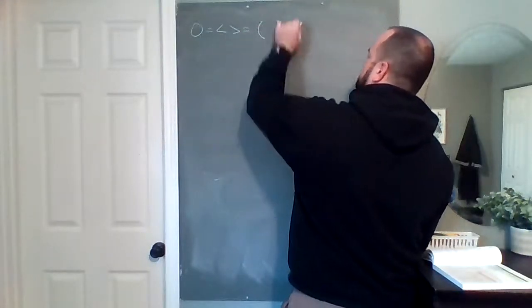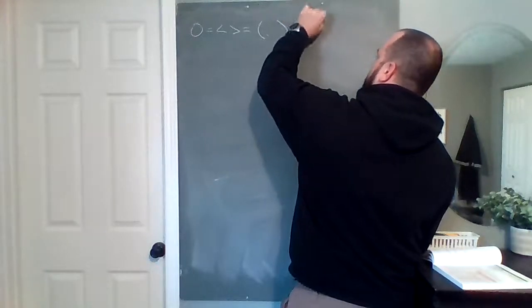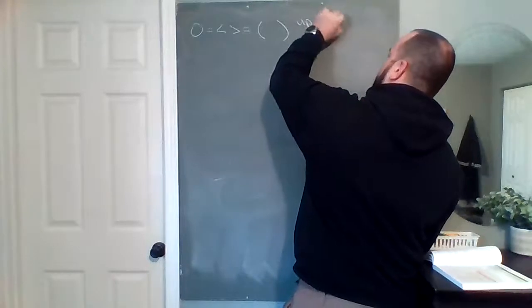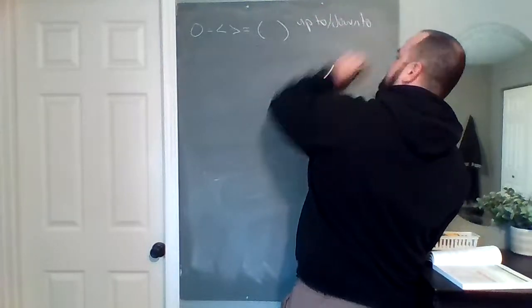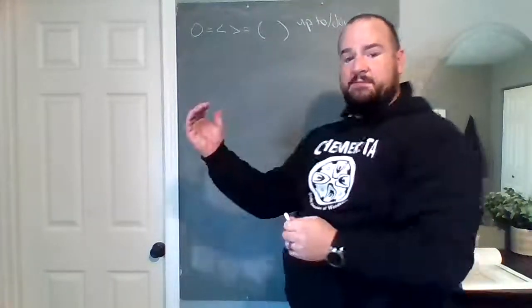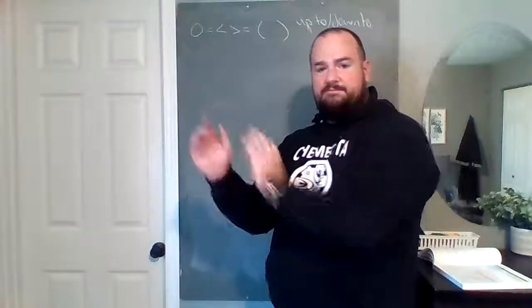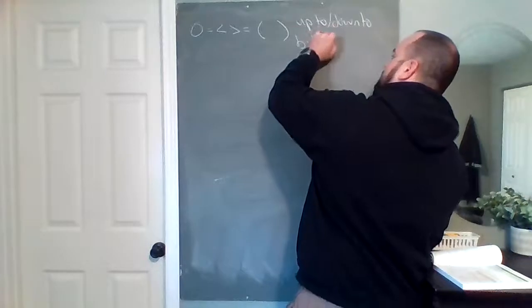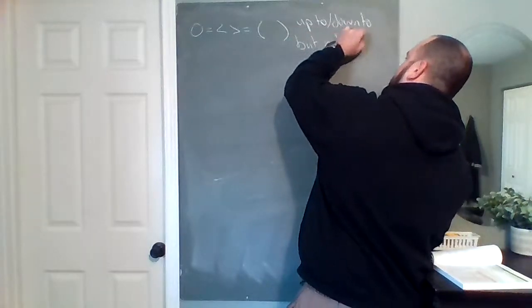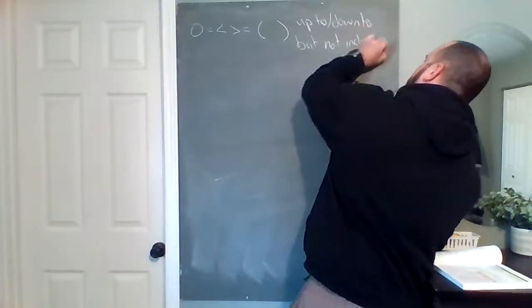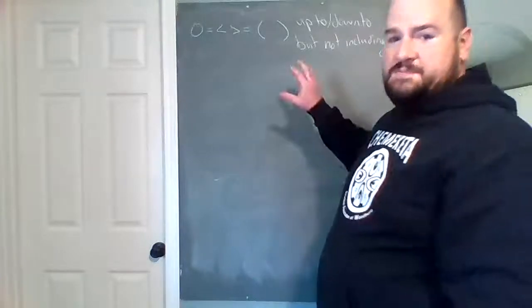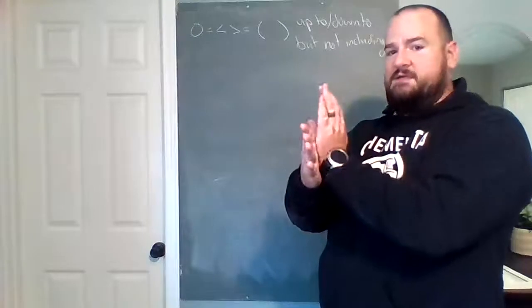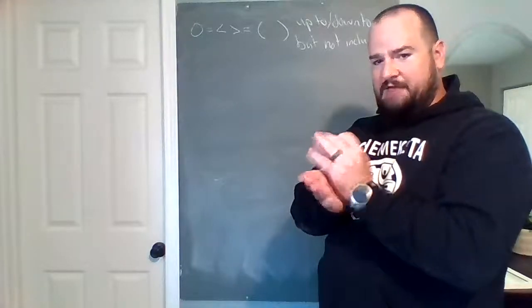And what this means is we are going to go up to, if it was the closing, or similarly down to, if it's our opening. So if it's our opening bracket, we're going to go down to that value, but not including. So this parenthesis means that we're going to go all the way to that number, almost infinitely close to that number, but we will not actually equal that value.